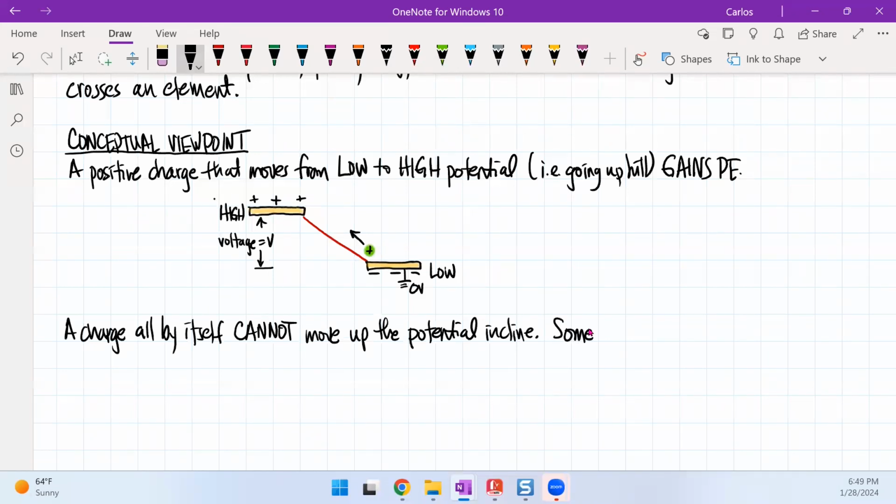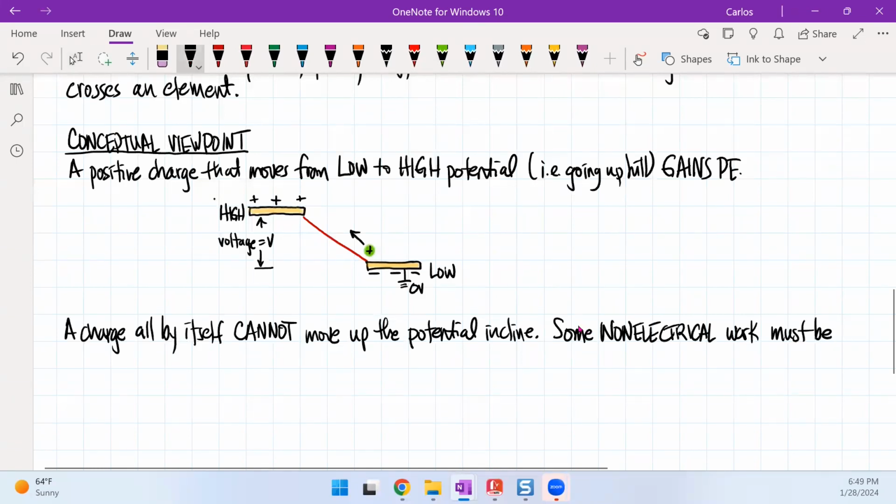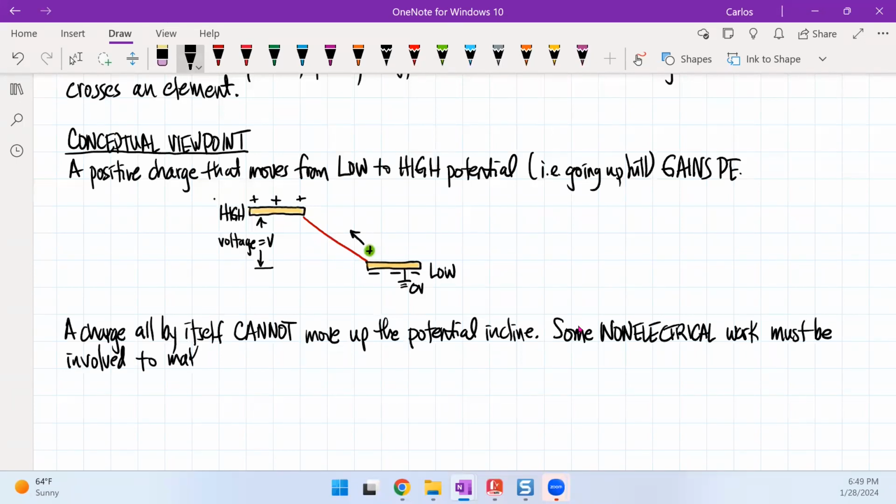Some non-electrical work or non-electrical force, some non-electrical work must be involved to make this happen.